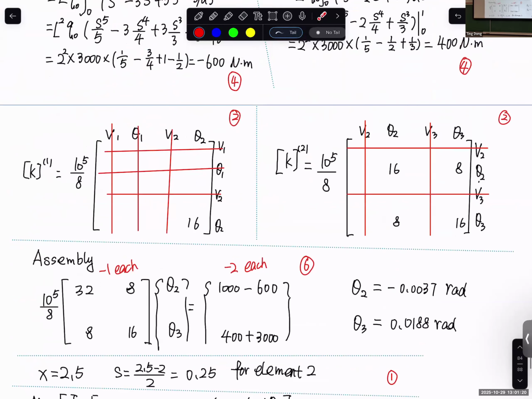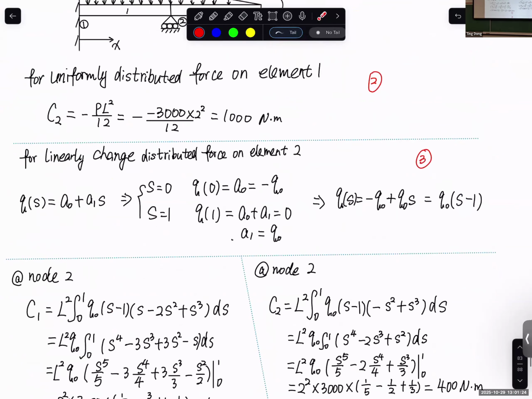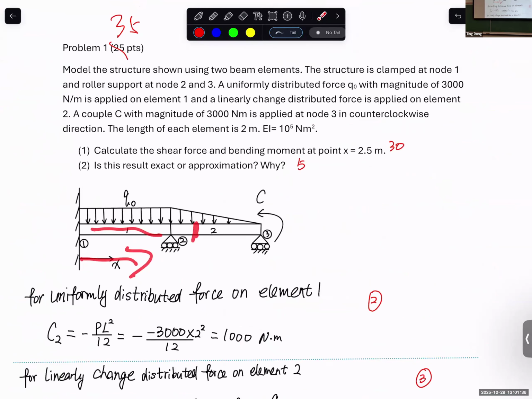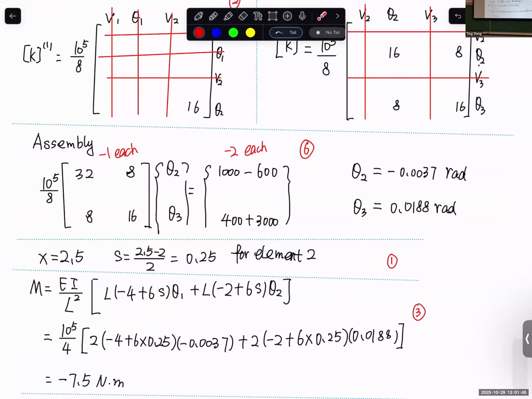And now we solve the unknown degree of freedom. We need to calculate the shear force and bending moment at x point 2.5. Again, this is the x-axis, and each element is 2 meters. So 2.5 is a point in the second element, so we need to use the second element. And now the S is 0.25.